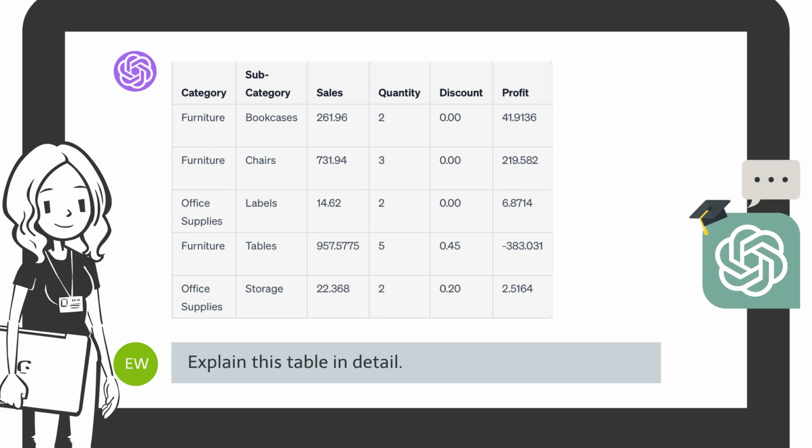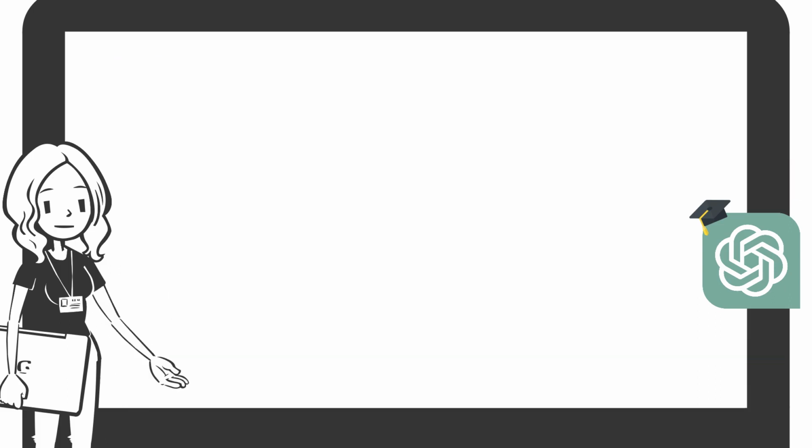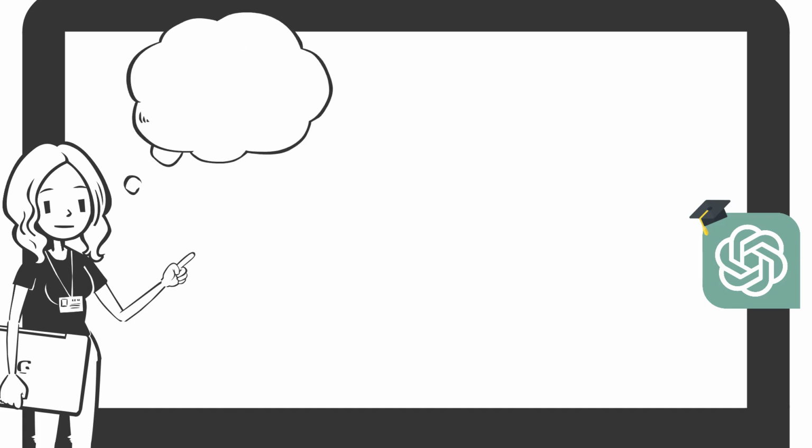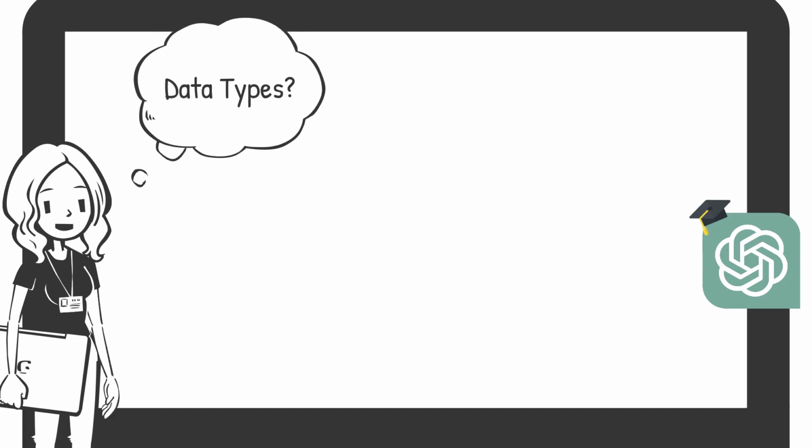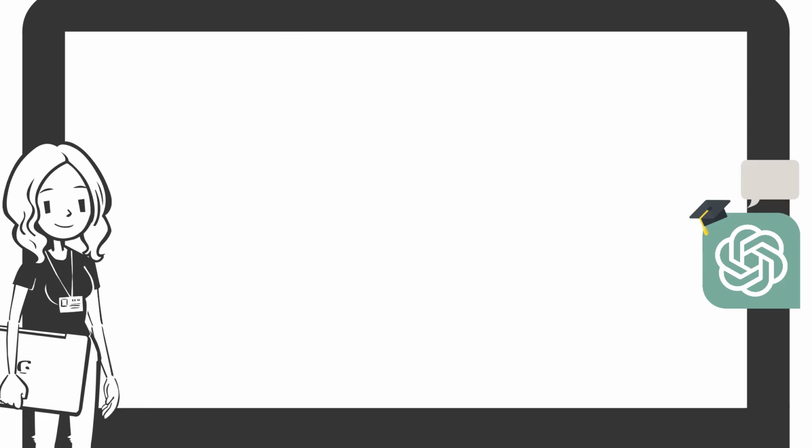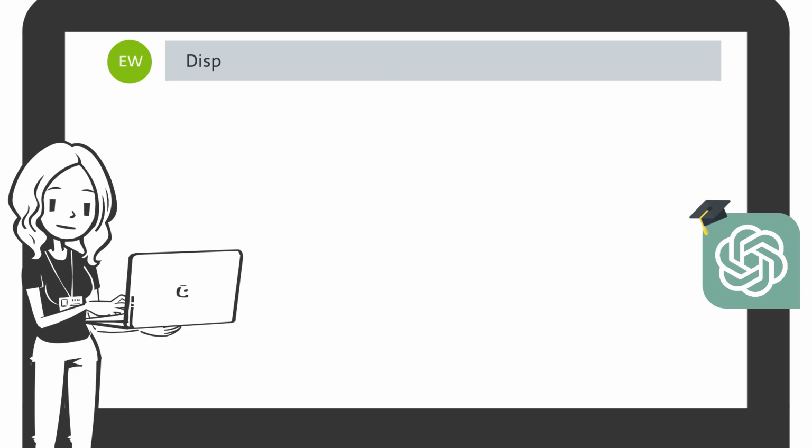You could look at sales and profits by region, by product category, by customer segments, and more. You could also analyze the effect of discounts on sales and profitability. Now that I understand the data, I'm curious to know how much of each type of data is in this dataset. Let's ask ChatGPT to display the data types and quantity of data in table format. Okay. Display the data types and quantity of data in table format.